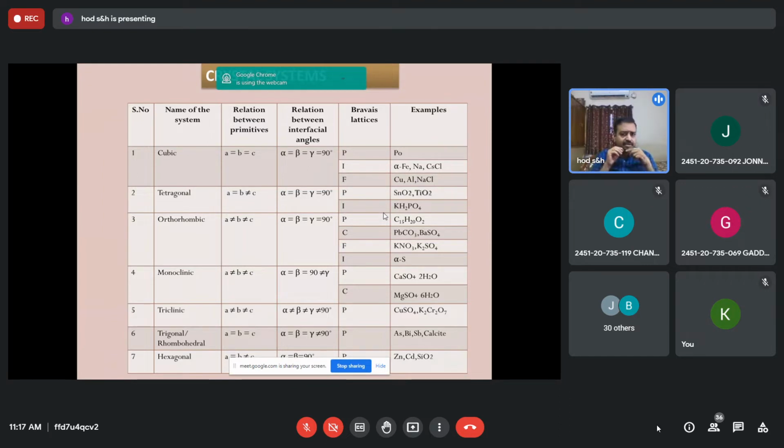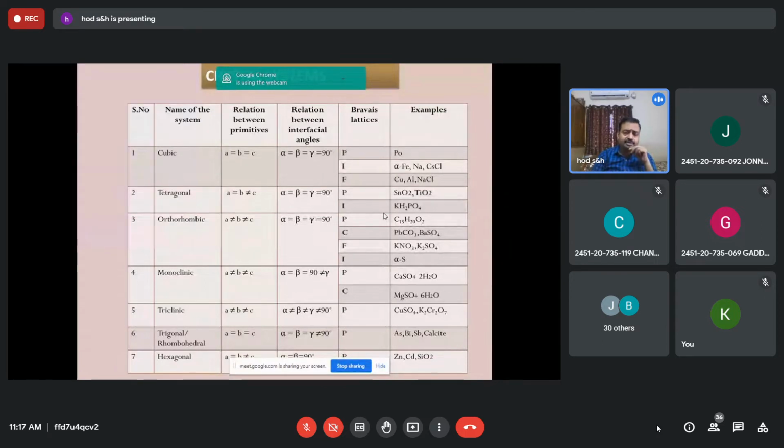Depending on the relation between the primitives, that is a, b, c, and the interfacial angles, the crystal systems are classified into 7 categories: cubic, tetragonal, orthorhombic, monoclinic, triclinic, rhombohedral or trigonal, and hexagonal. So these are the 7 crystal systems, and you should remember this also.